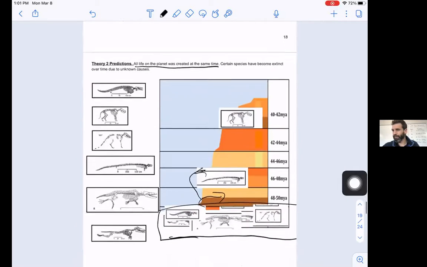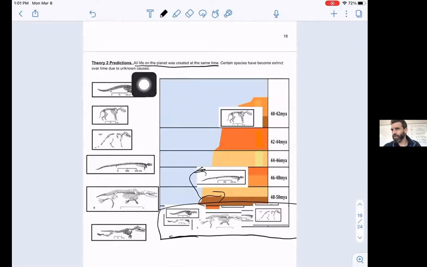Once again, theory 2 says all life on the planet was created at the same time. Certain species have become extinct over time due to unknown causes. So you could set this up in a variety of different ways, but the underlying theme would be that somewhere in there, you should see all of these different animal fossils in one given layer of rock, because at some point in time, they would have all existed together. So we should see that somewhere. And then we should really see kind of no rhyme or reason to where we find different fossils in the rocks.